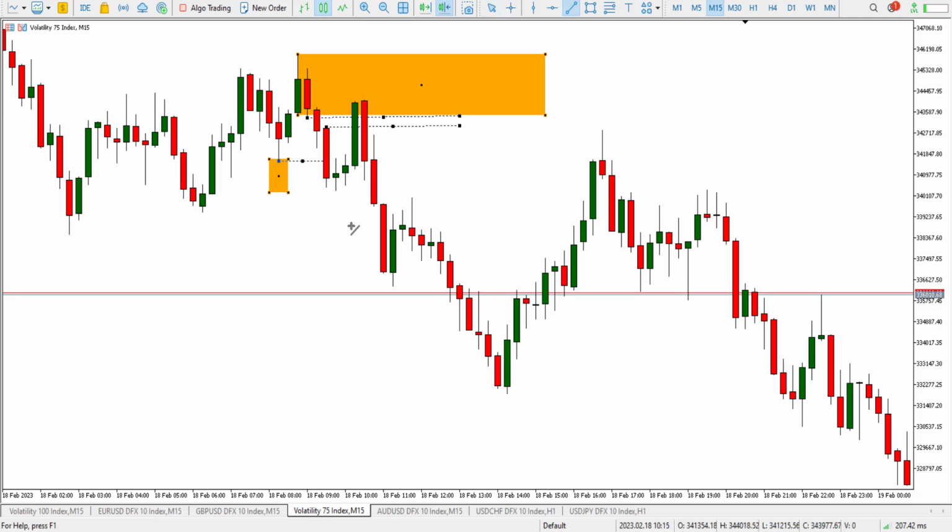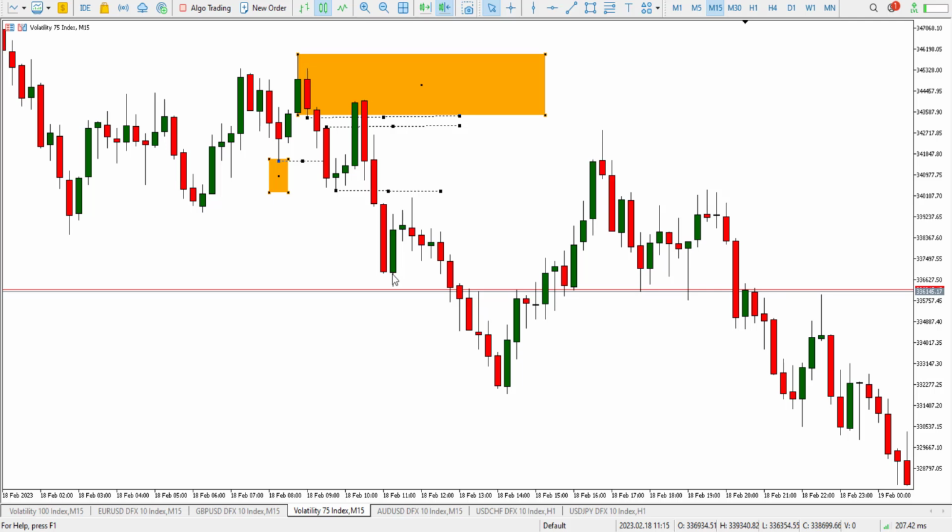Then we have another movement. External range liquidity was picked. Can you see this from here to here? External range liquidity was picked, and then price came back to a fair value gap. Let me show you that at this point. I hope you're watching this clearly. Let me just adjust this one. This is a fair value gap. Can you see that price came into this fair value gap?